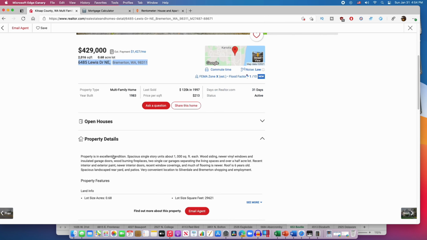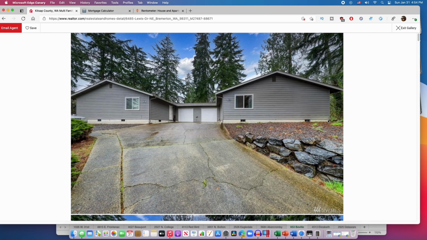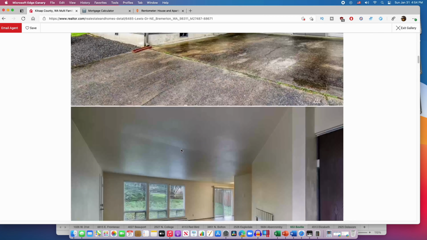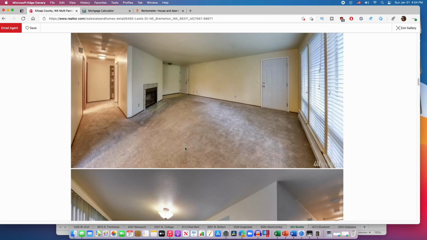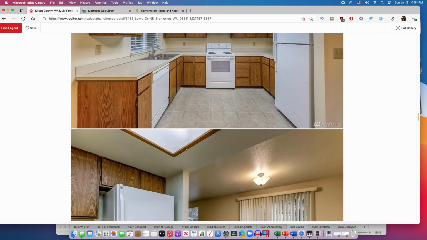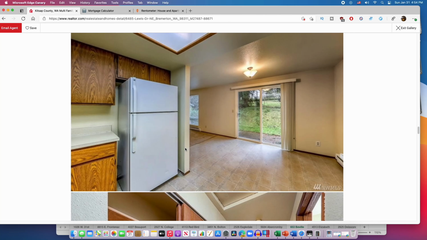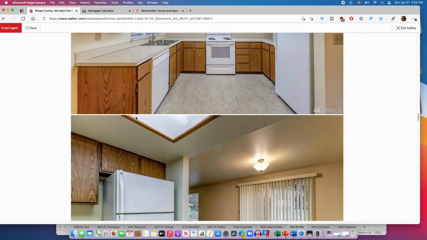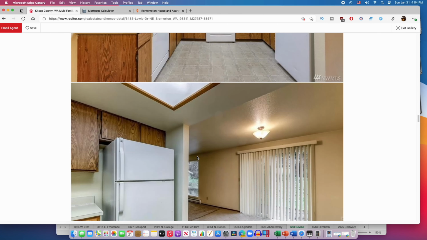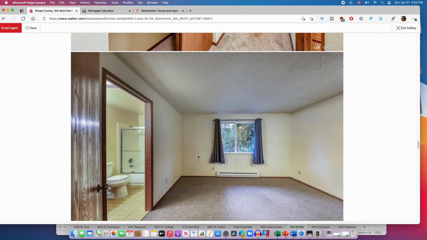This property has each unit about 1,000 square feet, and it looks like they're not going to tell us how many beds and bathrooms there are. So we'll see if we can get it from the pictures. I see a big living room, a kitchen, dining area. Well, it's actually a perfect property. You see it's in good condition, but there's lots of room for improvement, lots of space for value add. So this is actually a great property, but we're going to say this is a bedroom.